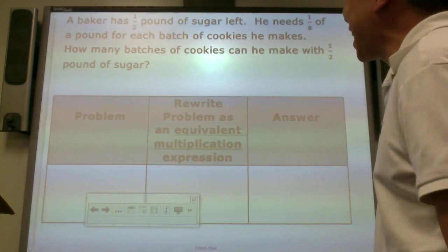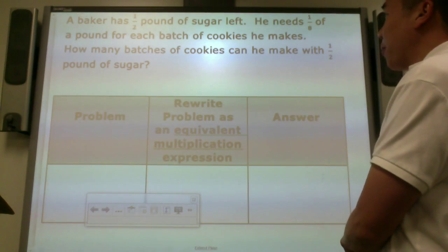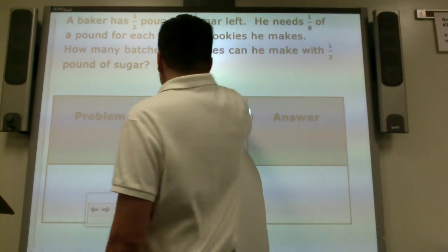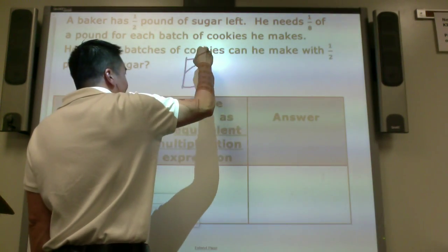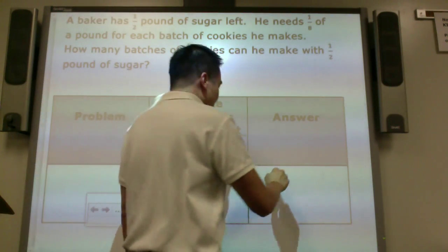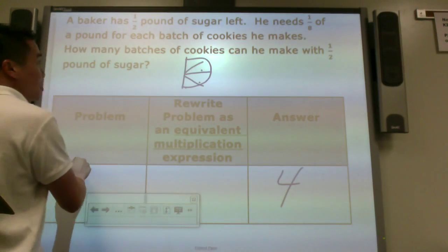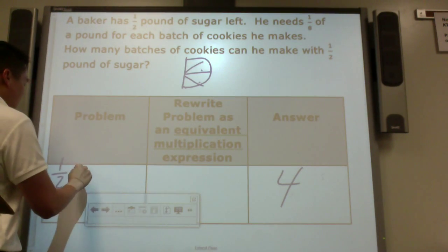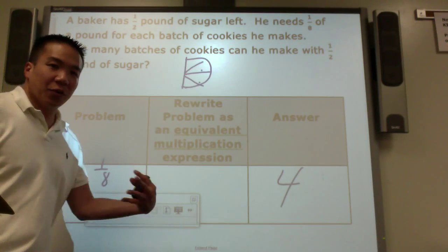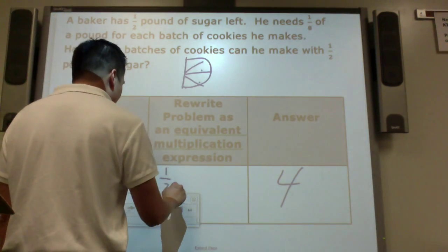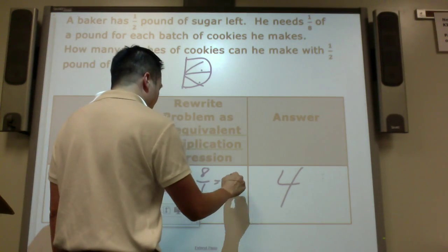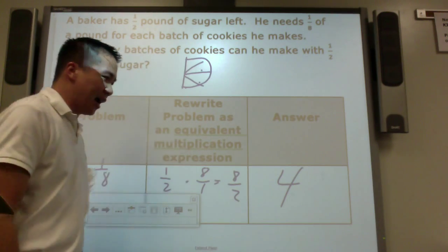Next one. A baker has half a pound of sugar left. He needs 1/8 of a pound for each batch of cookies he makes. How many batches of cookies can he make with 1/2? So he has 1/2, and he needs 1/8. How many eighths are there in a half? I predict 4. So let's see. He has half of a pound and needs to figure out how many eighths go into half. If I want to write it as a multiplication expression, let's start with 1/2. I multiply it, and I do the reciprocal of 1/8, which is 8/1. If you multiply it across, you get 8 halves, which is 4.